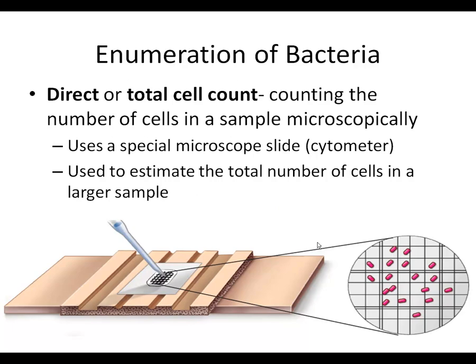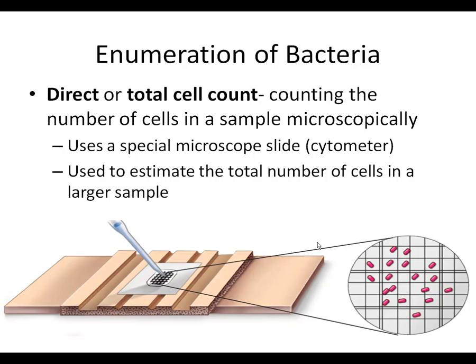We can also count bacteria. There are a number of ways that we can count bacteria. One of them is called the direct or total cell count. Not a lot of labs do this anymore. This is where we used to get our complete blood counts. We would have somebody sit there and use a very special microscope, in this case a hemocytometer or a cytometer, and they would count bacteria.